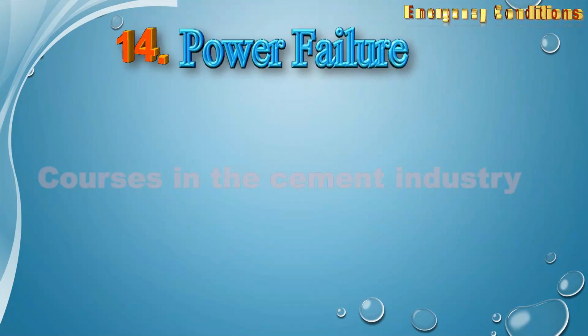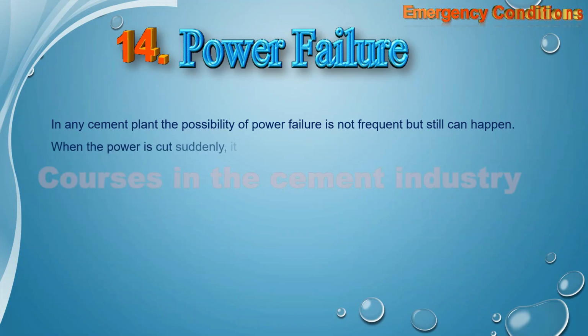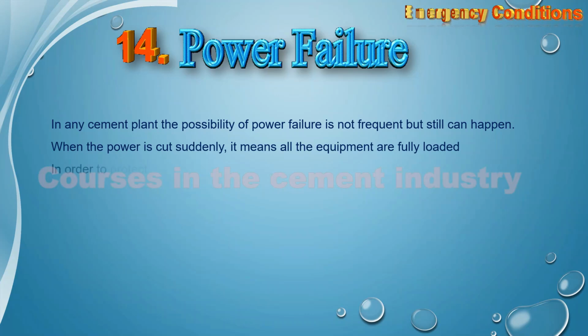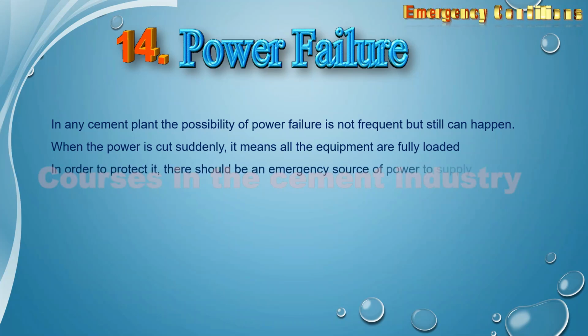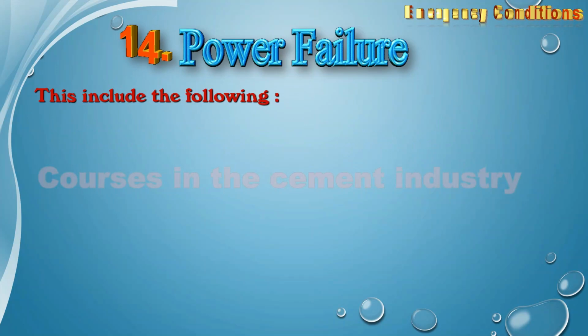Power failure. In any cement plant, the possibility of power failure is not frequent but still can happen. When the power is cut suddenly, it means all the equipment are fully loaded. In order to protect it, there should be an emergency source of power to supply power to a certain number of equipment in the plant. This includes the following.